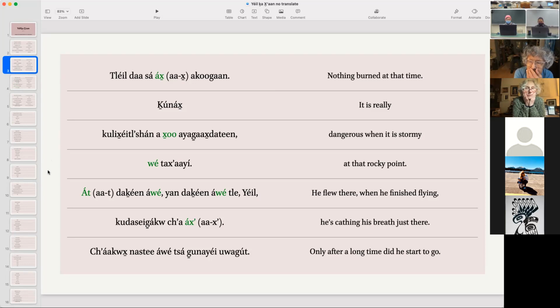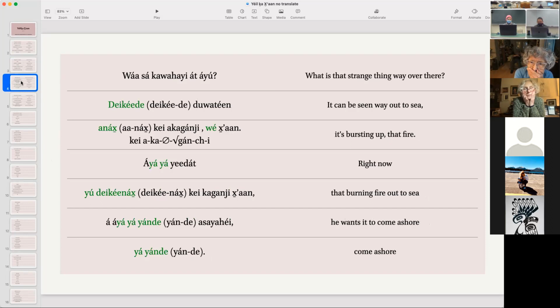He flew there. When he finished flying, he's catching his breath just there. Only after a long time did he start to go. What's that strange thing way over there? It can be seen way out to sea. It's bursting up, that fire. Right now, that fire burning out to sea, he wants it to come to shore.